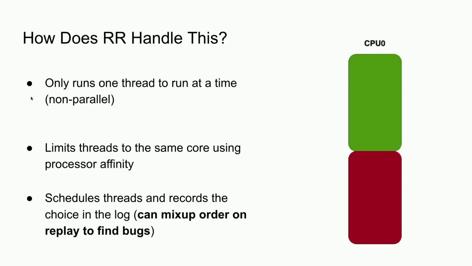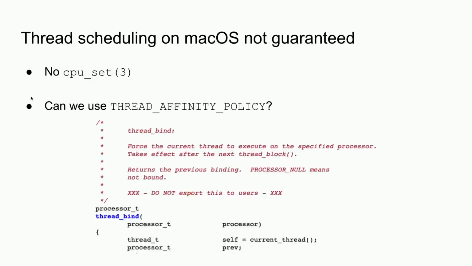So can we do this on macOS? Well, thread scheduling on macOS when you want it to go to a specific processor is not guaranteed. Like we said earlier, there's no CPU set. Can we use thread affinity policy? Not really. If you look through the kernel, you'll get thread_bind, which is what would actually do this in XNU. But if you look at it, it says, do not export this to users, right? I'm pretty sure they're not going to let us do this.